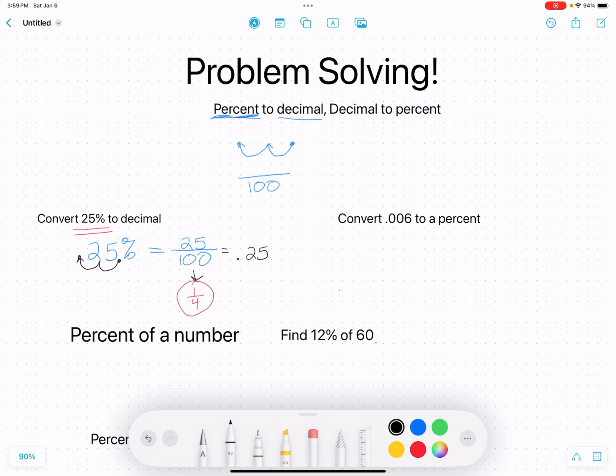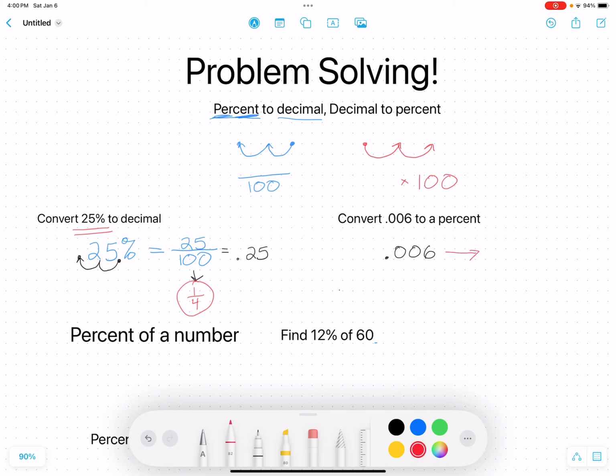Let's suppose that you wanted to convert from a decimal to a percent. When you want to convert from a decimal to a percent, instead of moving 2 places to the left, you are going to move 2 places to the right. Also, if you wanted to convert mathematically, instead of dividing by 100, you would be multiplying by 100. So if I want to convert 0.006 to a percent, I have a choice.